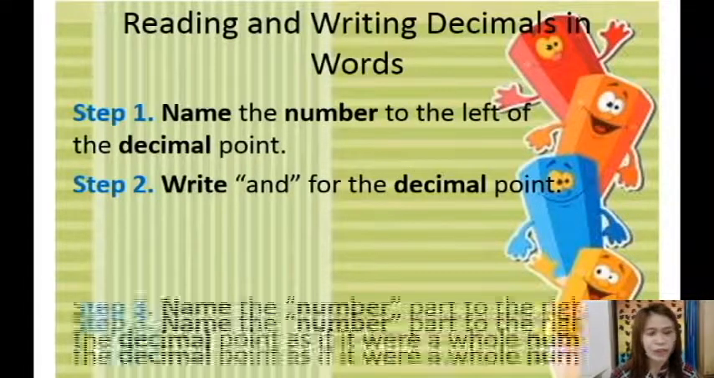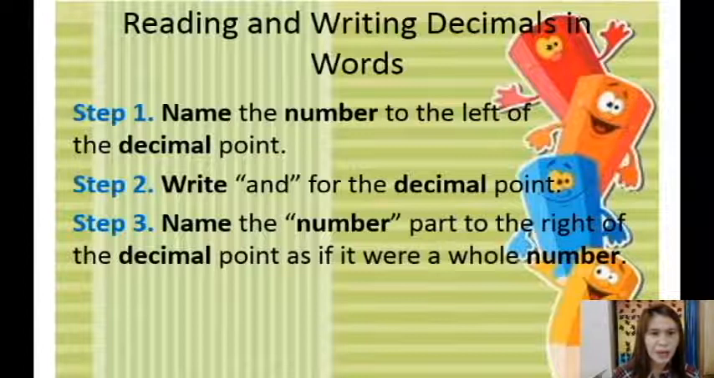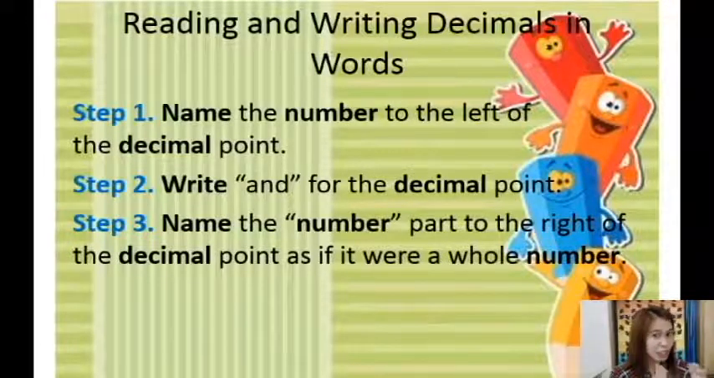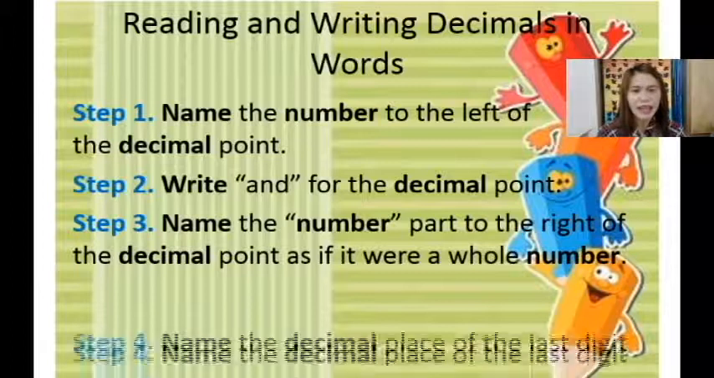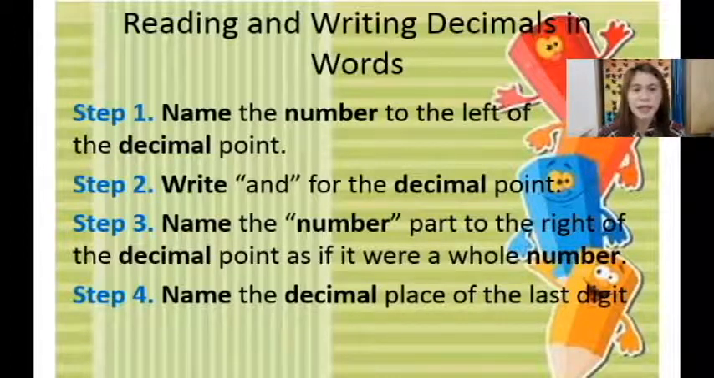Okay. The third step is, name the number part to the right of the decimal point as if it were a whole number. Kato na ning sa decimal part. The last step is, name the decimal place of the last digit. So, usa man kayo ang mga decimal place. We have tenths, hundredths, thousandths, 10,000s, 100,000s, okay, and so on.